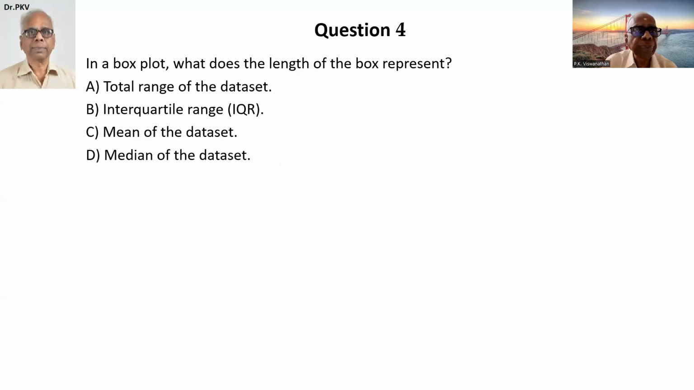Question 4. In a box plot, what does the length of the box represent? A, total range of the data set. B, interquartile range, IQR. C, mean of the data set. D, median of the data set.